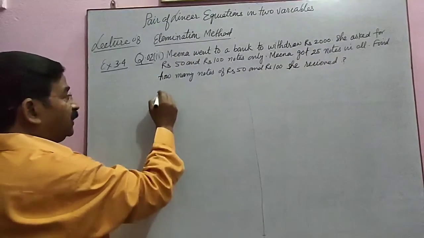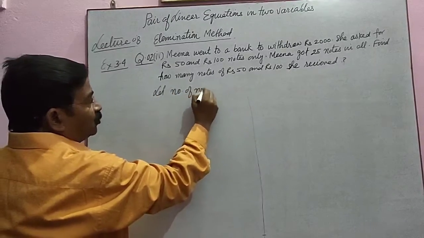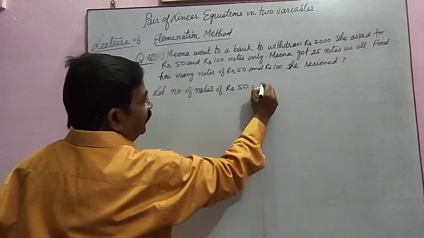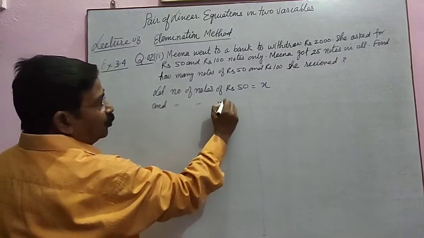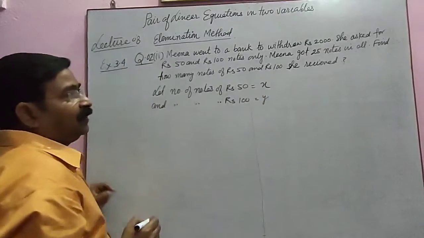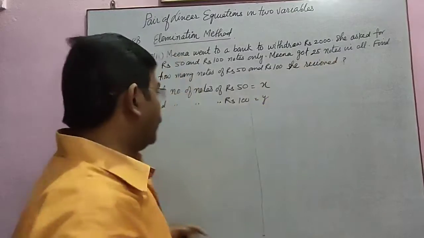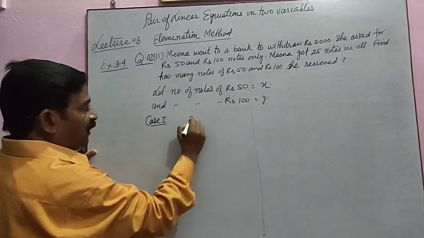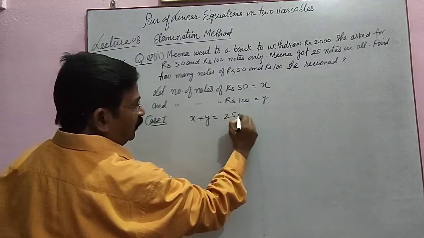So you can assume like this. Let the number of notes of rupees 50 be x and the number of notes of rupees 100 be y. Then according to the question, total notes are 25. So in the first case, x plus y is equal to 25. Equation number 1.